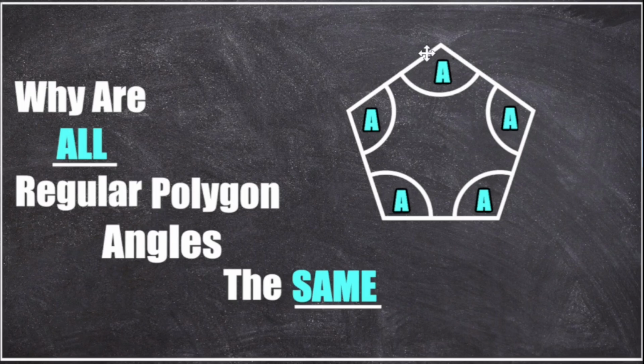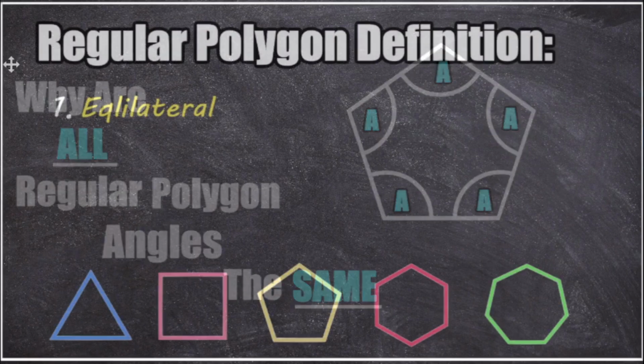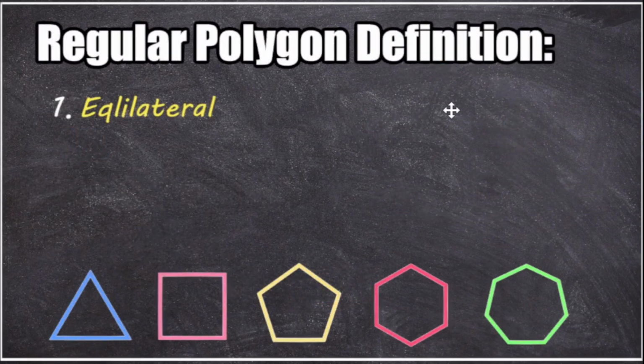We're going to be looking at why all of the angles in a regular polygon must be the same. I assume you already know what a regular polygon is, but for the sake of understanding this proof, I'm going to emphasize two very specific properties. The first property is the one that everyone knows.